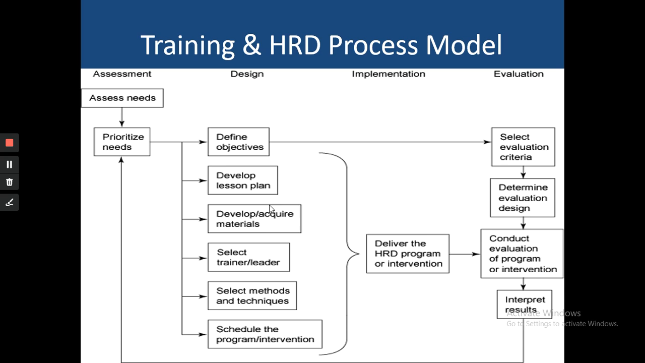The training and HRD process model actually starts from the assessment, in which we assess the needs of the employees. After assessing many needs, we prioritize them, and after deciding that these 1 or 2 needs must be addressed with a training, we define specific objectives. After defining the objectives, we design a lesson plan and the materials we require to deliver the training. We have to select a trainer, select methods and techniques, and then schedule the program and interventions.